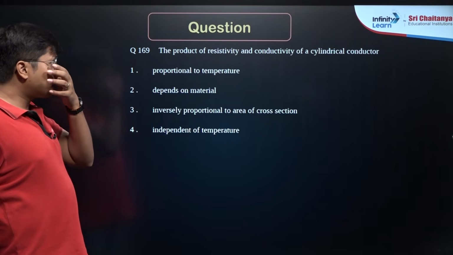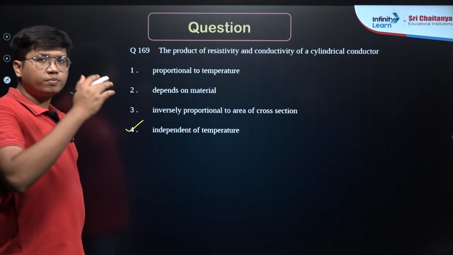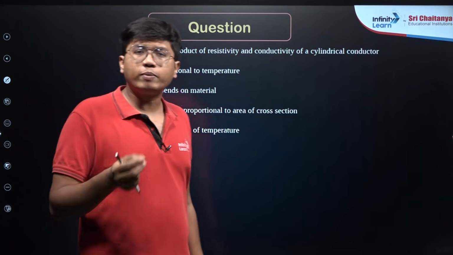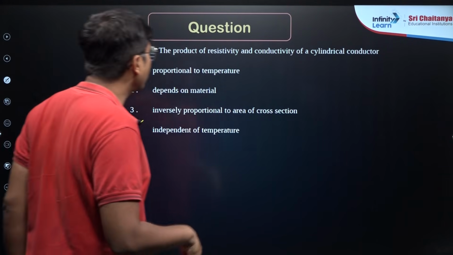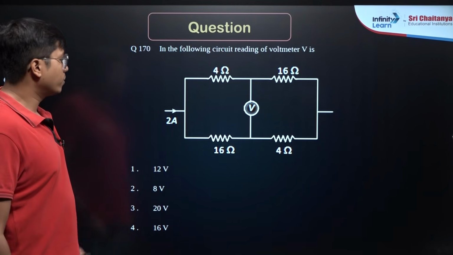Next, the product of resistivity and conductivity of a cylindrical conductor, that is independent, because resistivity is the reciprocal of conductivity. You multiply them, you get 1. It's independent of everything. Next, in the circuit, the reading of the voltmeter V is how much?